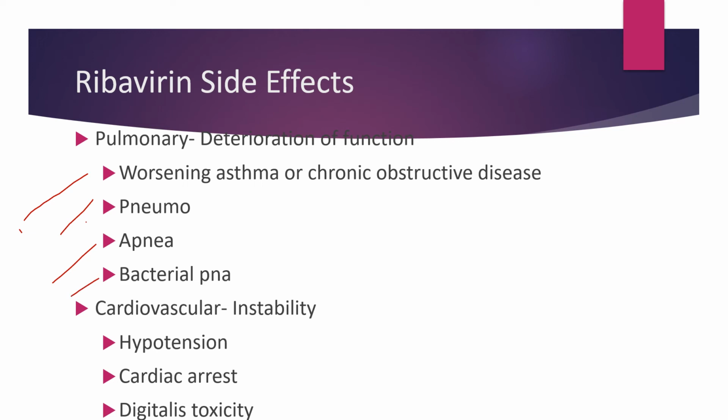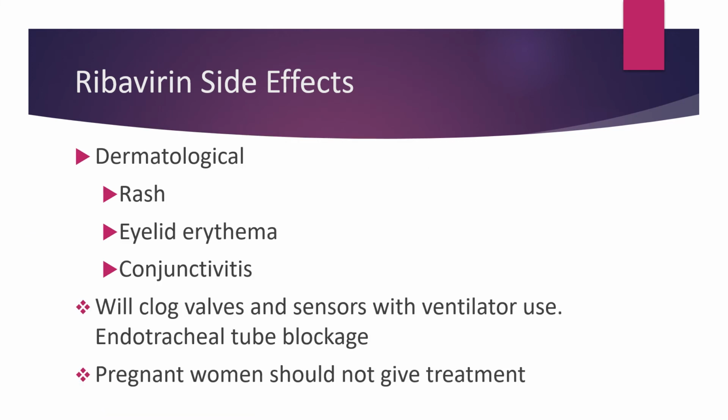They can develop bacterial pneumonias, because what happens when we're doing this, we're stopping the replication, and so now their system is more prone to other things, including bacterial pneumonias. Pretty significant. They can also undergo cardiac instability, so hypotension, they can go into cardiac arrest, digitalis toxicity, right? So this can be a big thing for those patients. And this is just the pulmonary and cardiac. There's more.